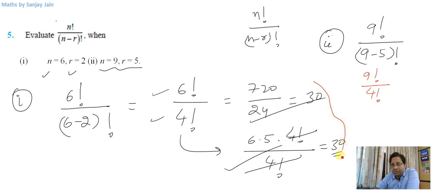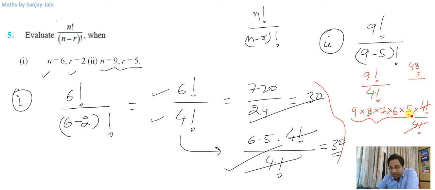Now this is a little lengthier than the previous one because you will have to multiply 9 into 8 into 7 into 6 into 5. Up to this you have to multiply. Then there is 4 factorial divided with 4 factorial. You can cancel these. So much you have to multiply. What is good is that you multiply the even numbers separately. This is 8 into 6, 48, 48 into 5, then you multiply. 48 into 5 will be 240, right? Yes, 240. So I have multiplied these three and then I'll multiply this with 63.